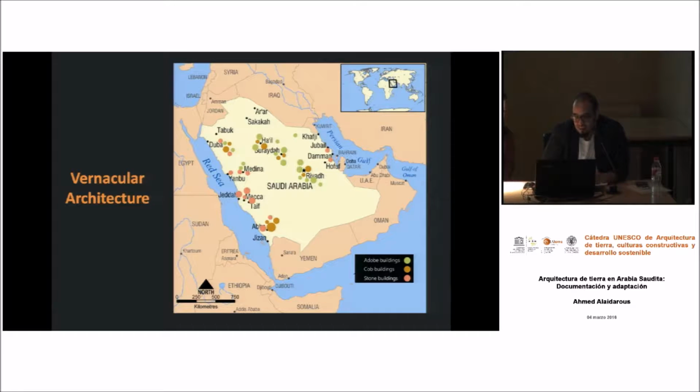Yeah, I think they understand almost. Okay, perfect. That's why I'm not translating, just the technical words. Okay, in the middle part, they use an adobe material, and in the southwest they use a cob material. Except in the coastline cities, they use coral stone materials. Coral limestone. Piedra caliza.